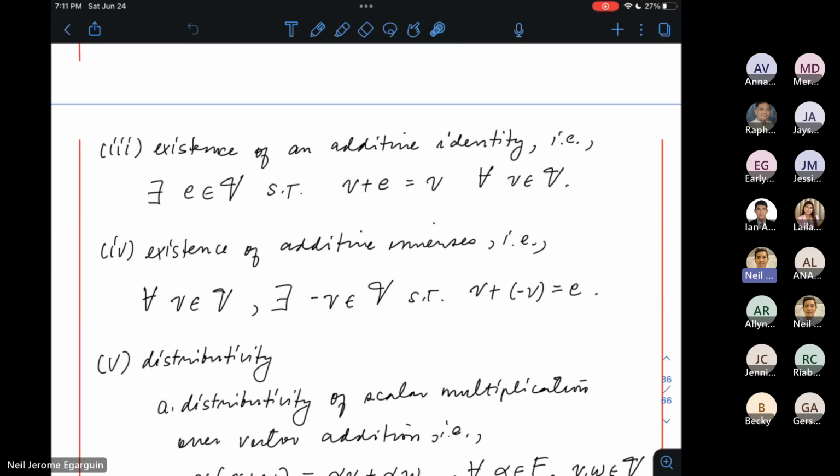And then third, there should be an additive identity or an identity under vector addition. We should find an element of capital V that will act as the identity under vector addition. That means if I add that element E sa kahit na ano pang element ni capital V, dapat same yung magiging result ko, right? So if I take any element of capital V, say little v, so say little v plus that additive identity must be equal to little v, right? So additive identity under the vector addition.